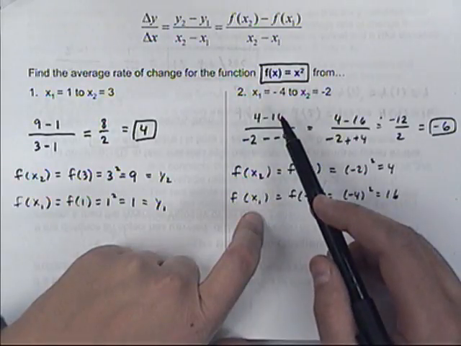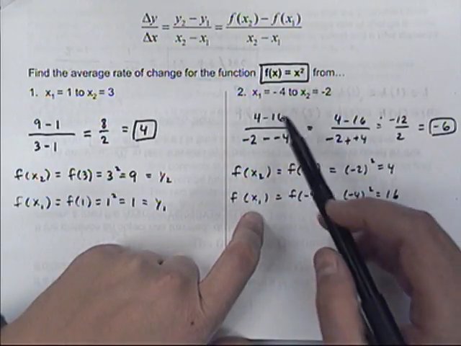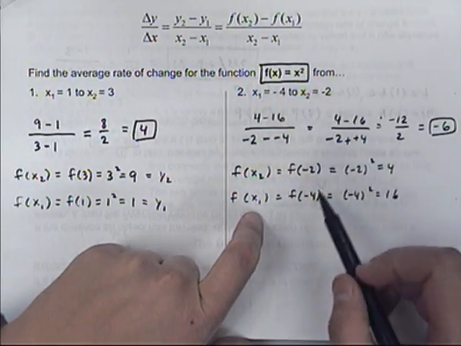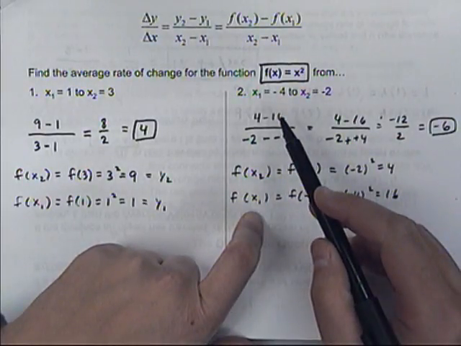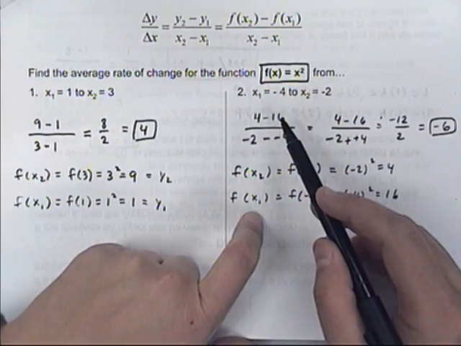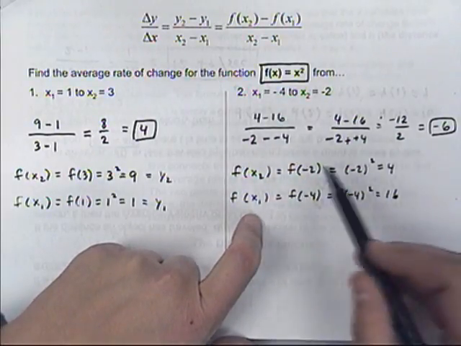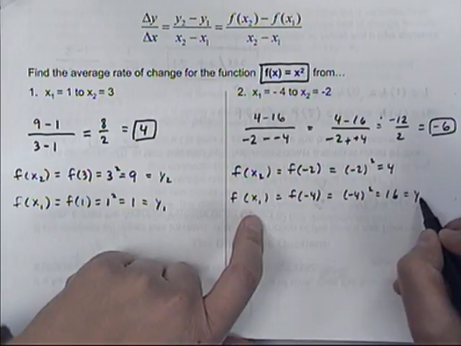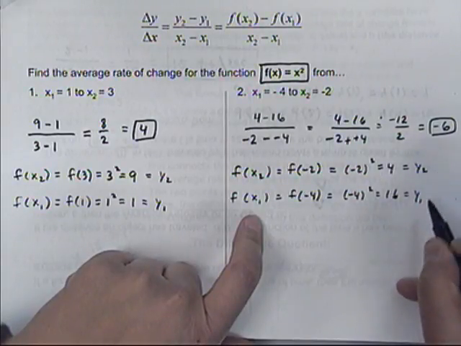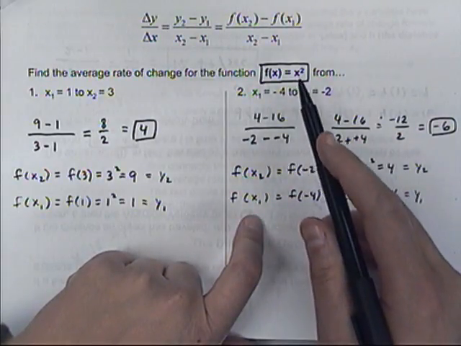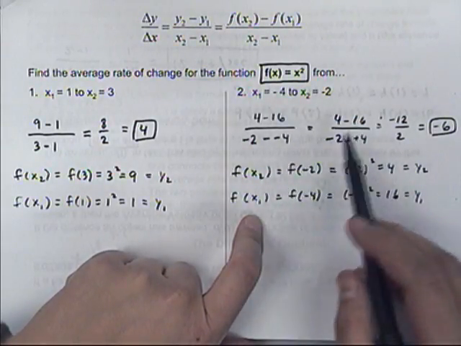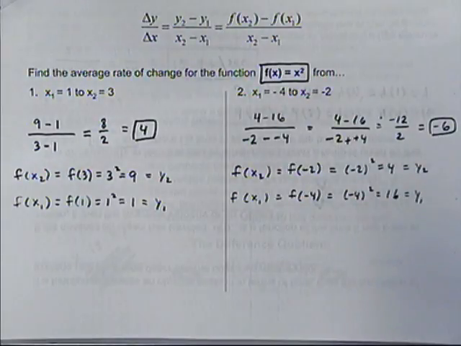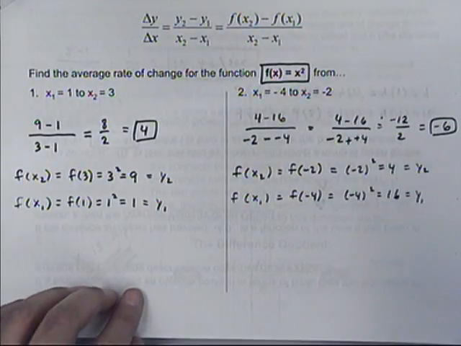And then to find our y sub 1, we would take our x sub 1, which is negative 4, substitute it into the formula, and we get negative 4 squared, which is 16. So that's y sub 1. So finding your y sub 1s and y sub 2s are not so hard because you already have your formula and your x's to substitute in. So then you subtract and simplify, and you get negative 6.